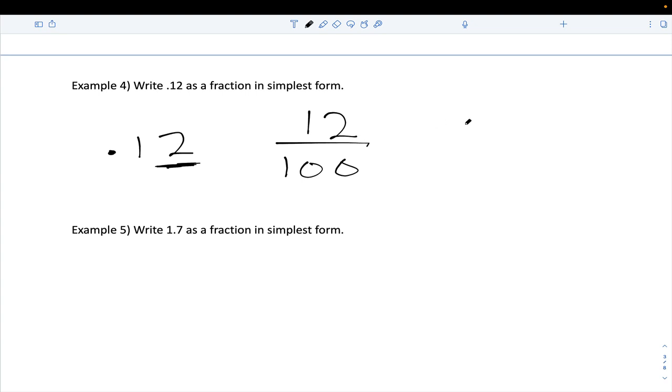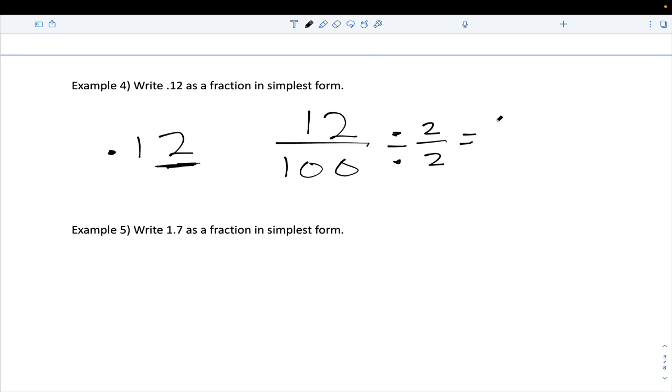Good. Is that in simplest form, Anthony? What could you divide top and bottom by? 2. Yeah. Let's try it. If you're ever confused on how to simplify, always go with 2. 2 should be your go-to for simplifying. If you can't do 2, try 3.